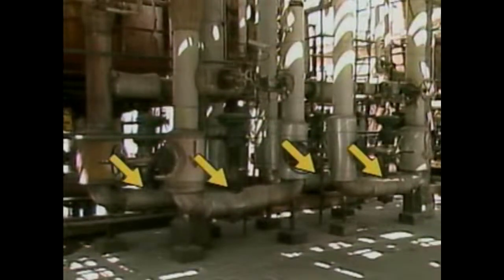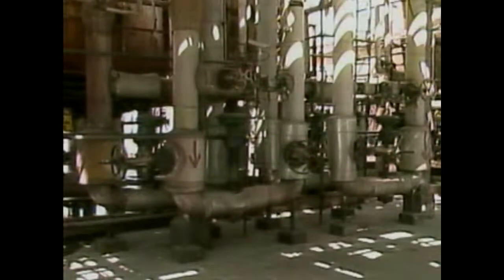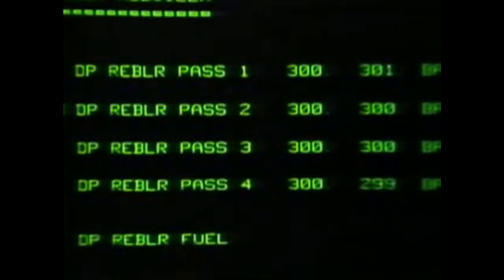These control valves regulate the flow in a 4-pass furnace. Each valve controls 1 pass. There's a set point for each pass. Usually it's the same for each pass. Maintaining the same flow rate allows the process fluid to be heated to the proper temperature more efficiently.